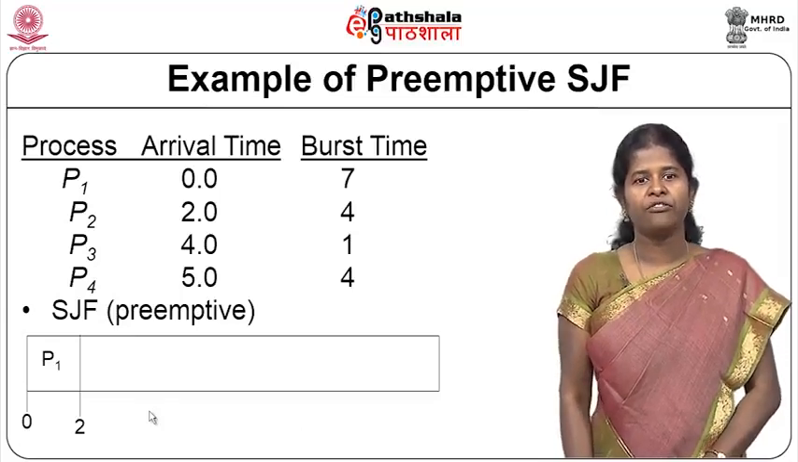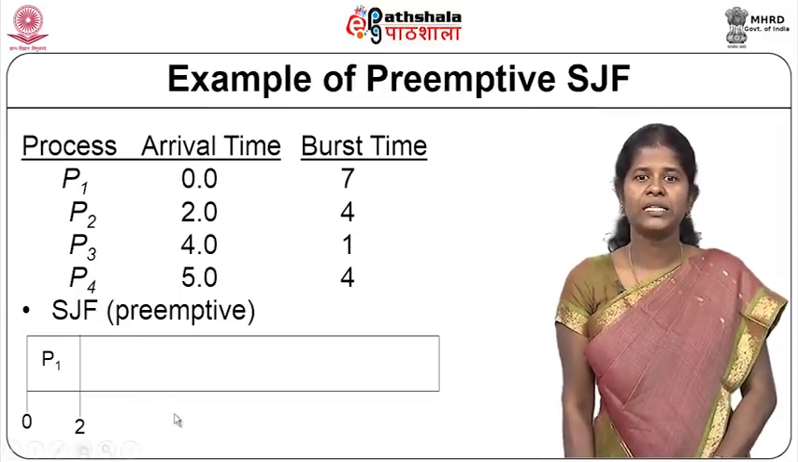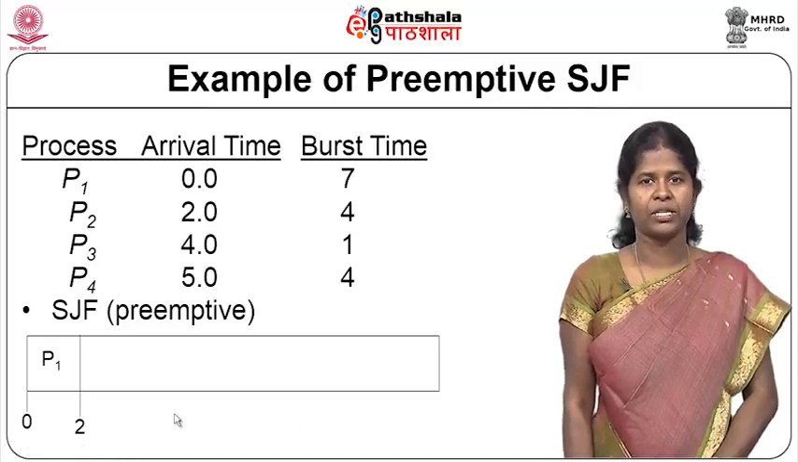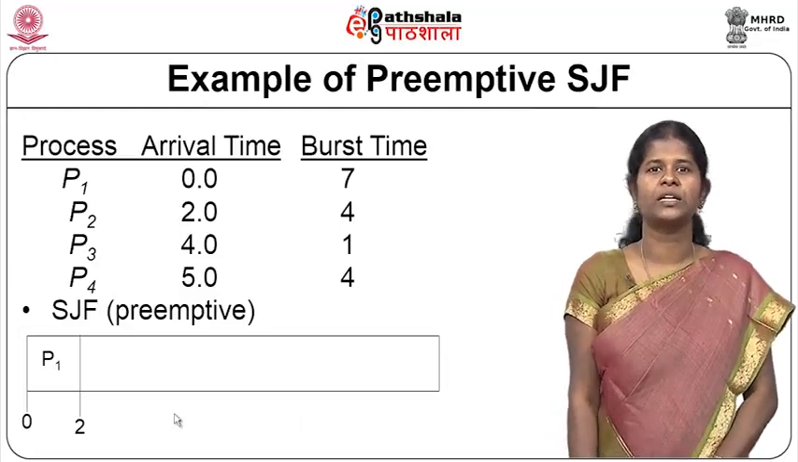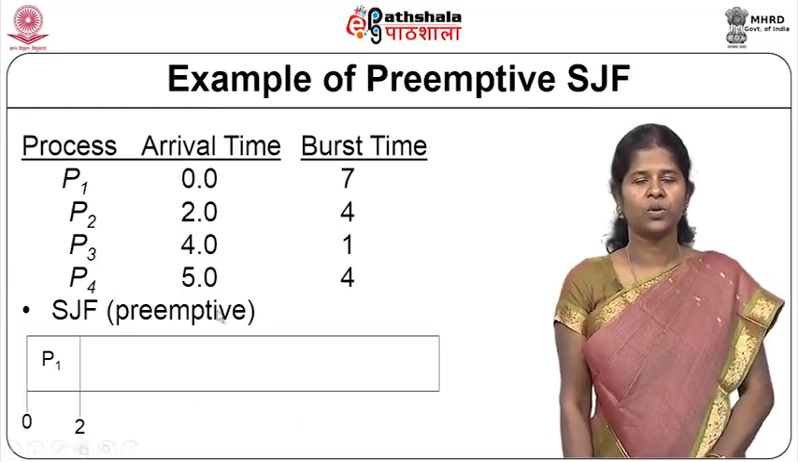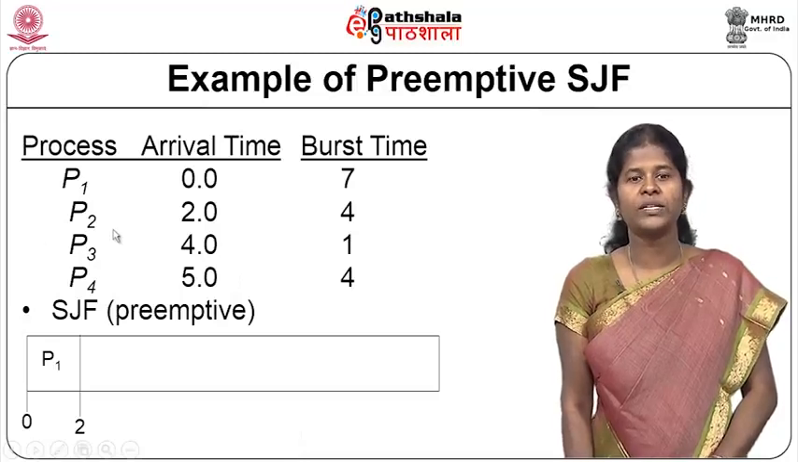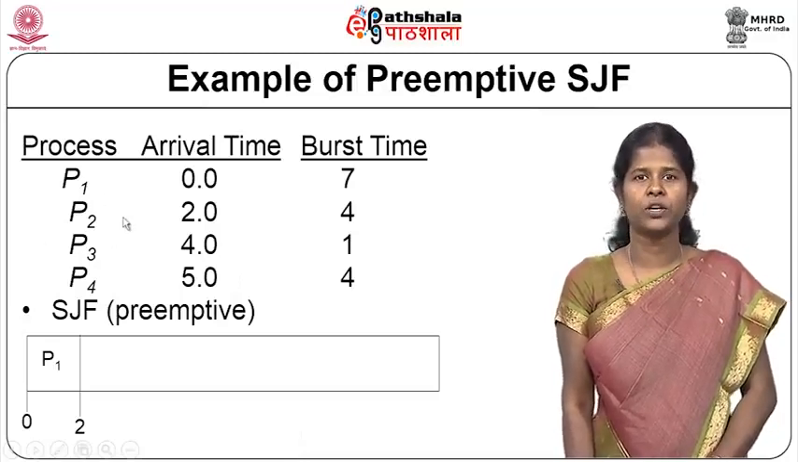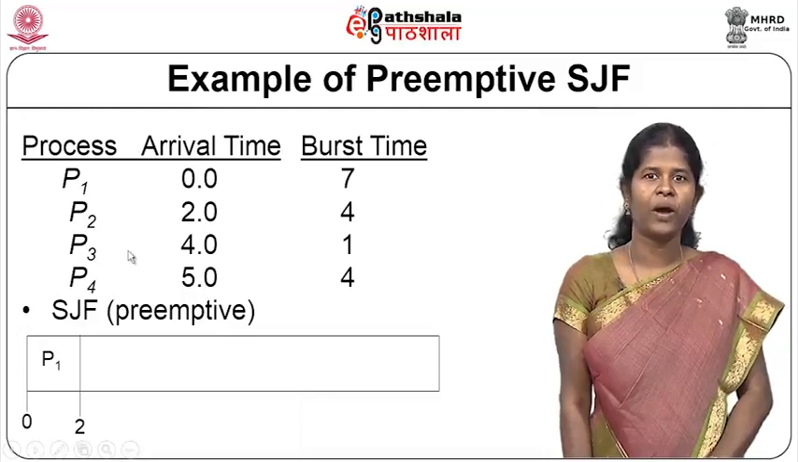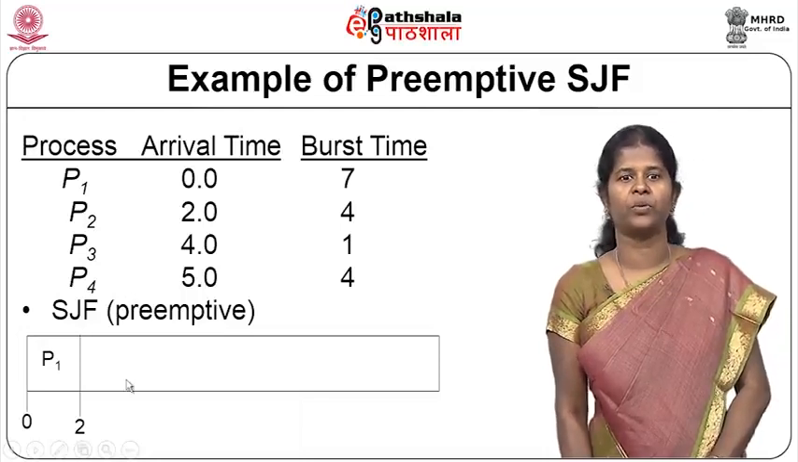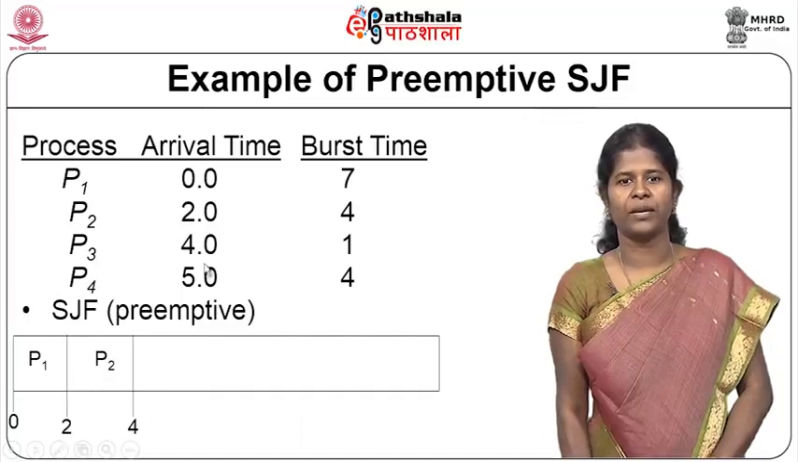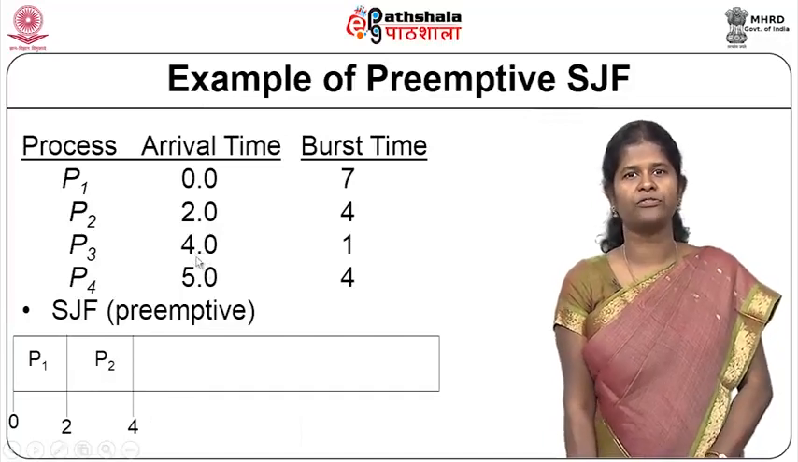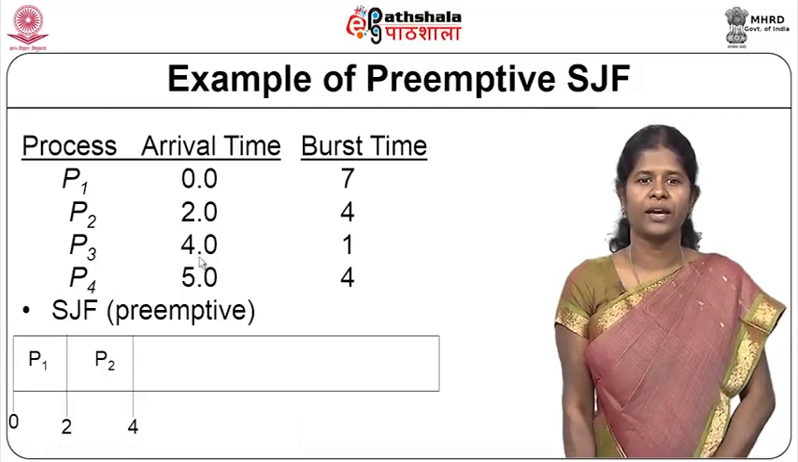It needs 5 more milliseconds to complete its CPU burst, but at the same time there is another process P2 which needs only 4 milliseconds to finish off its CPU burst. So, what is done? This process P2 is given the CPU, and this process P1 is removed from the CPU and it is preempted from the CPU, and P2 gets the CPU now. So, P2 again runs.